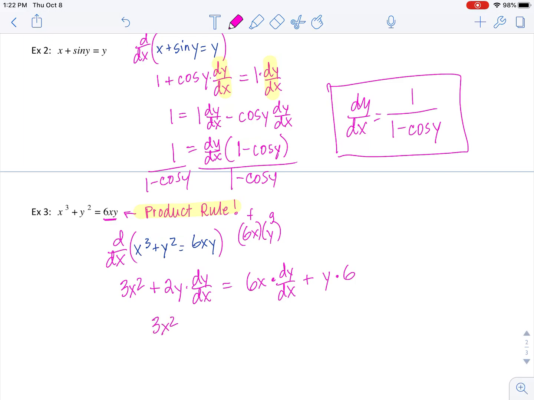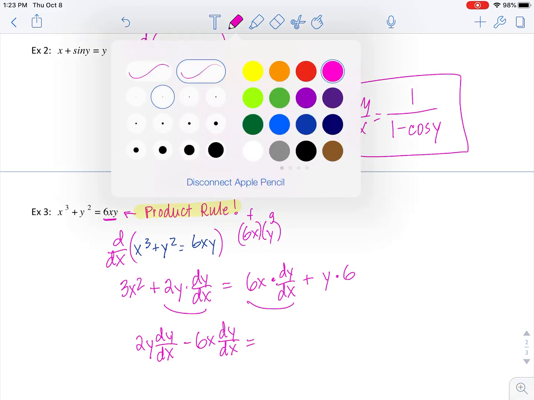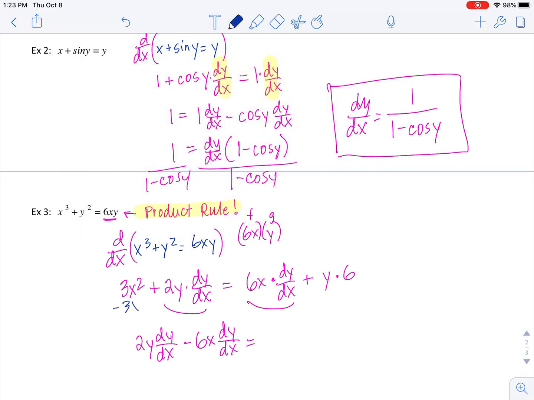I'm going to group, I kind of did that awkwardly last time. Usually what we do is we group the dy/dx terms, this guy and this guy, to the left-hand side. So I'm going to keep the 2y dy/dx here. I'm going to subtract the 6x dy/dx. And then I'm going to get this term, minus 3x squared, to this side. So that on the right-hand side, I just have these two terms, 6y minus 3x squared.